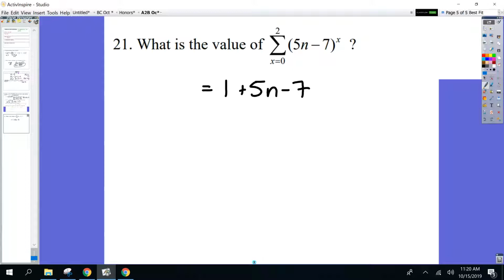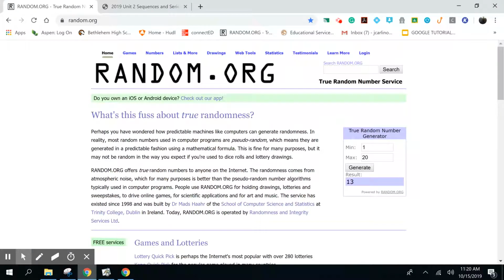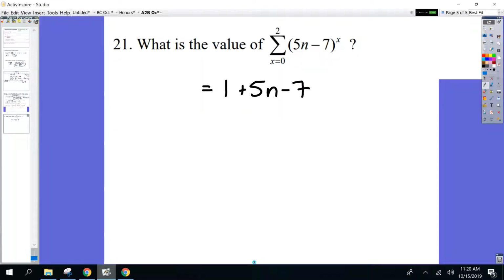I plugged in 0. I plugged in 1. Final number to plug in, and this is where you're going to do most of your work. 2. What's my plug in 2? I think we've talked about this. Math pet peeve of mine. You just don't distribute that. You take 5n minus 7 and write it twice. That's what that means. And then you FOIL, double distribute, whatever you called it back in the day.